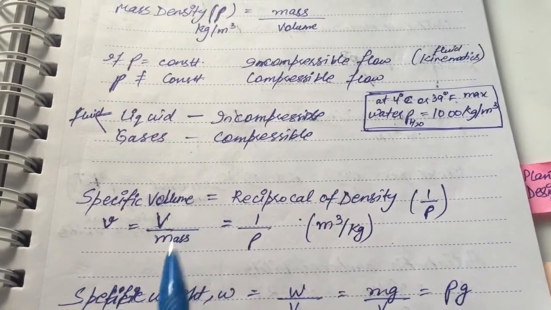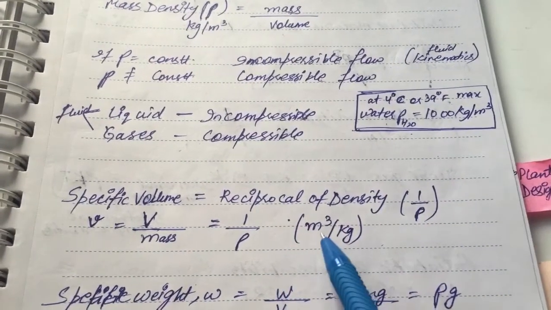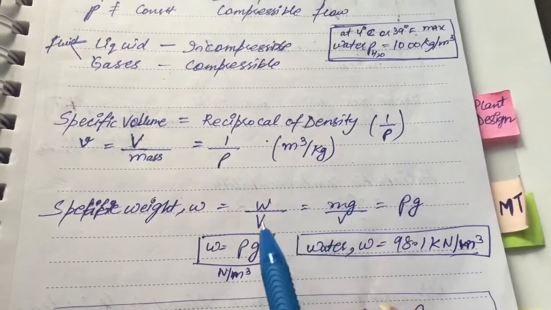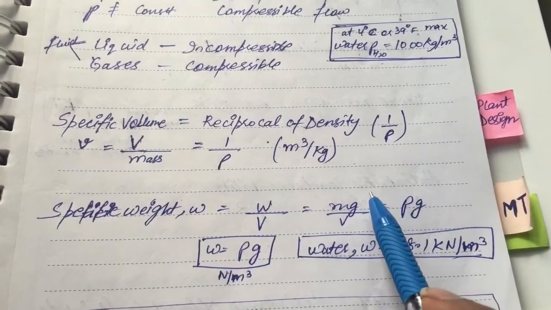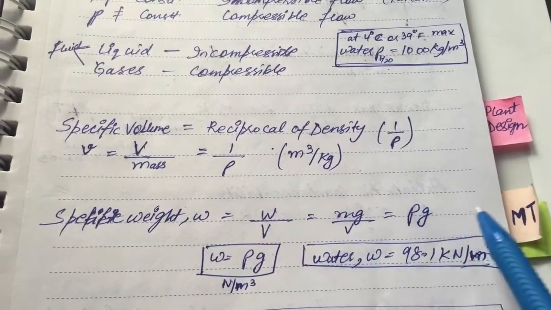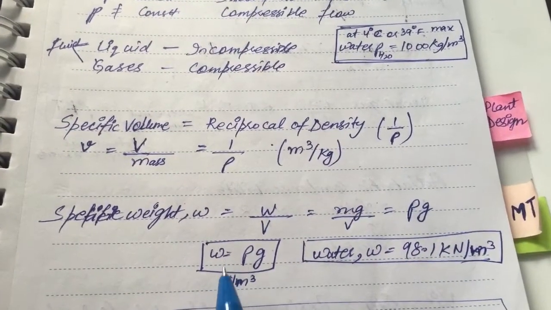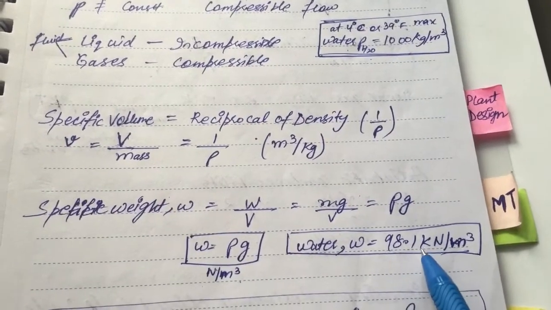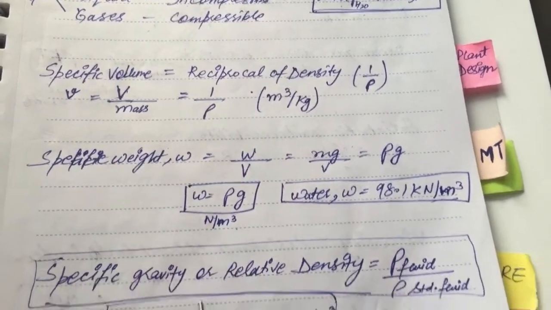Specific volume is volume by mass, equal to 1 by rho. Unit is meter cube per kg. Specific weight is weight by volume. Weight we know is mg, so mg by V would be rho g. Its unit is Newton per meter cube. For water, specific weight is 9.81 kilonewton per meter cube.